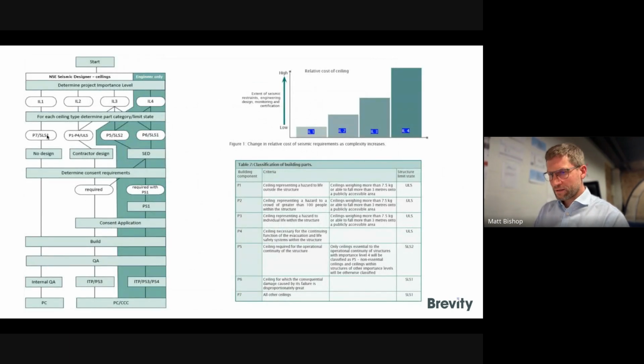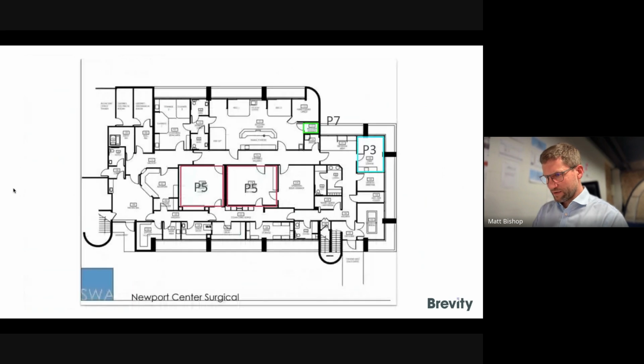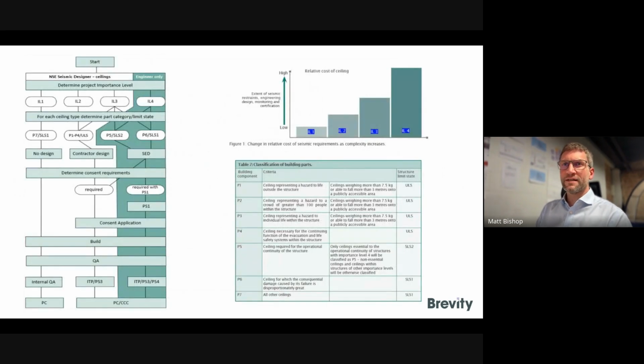The first thing, I see what I'm doing here. The first thing is that this project is an IL4 project. So immediately, when I'm determining the project importance level, I'm over here in the engineer-only side of things. At a project level, there's a very little chance that a hospital design won't require engineer involvement for consent, coordination, and a whole lot of other things. So I'm starting off over here.